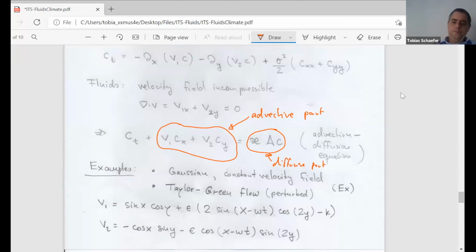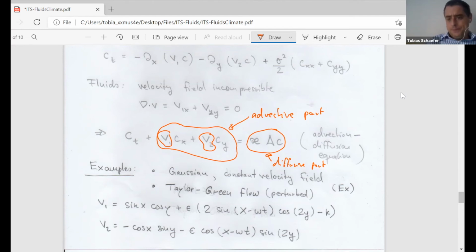The advective part is, for instance, if you think of C as the concentration of a dye that you put into a fluid, then the dye particles are advected by the fluid according to the velocity field that is specified by the fluid. But that's not the only effect. The dye also diffuses. And this diffusion part is related to the stochastic part, and that is modeled by kappa and the Laplacian.